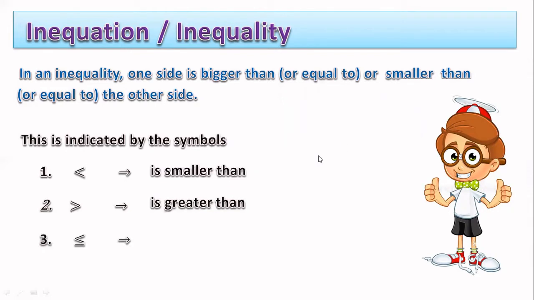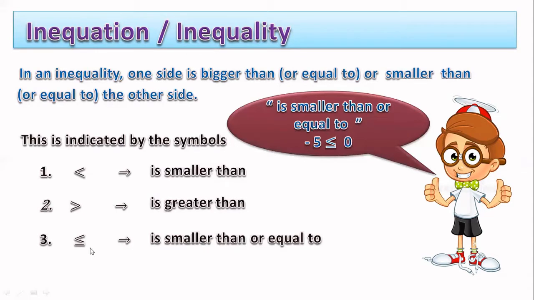This third symbol is very similar to the first symbol, but there is one extra line which makes it different from the first one. It is read as is smaller than or equal to, or is less than or equal to. For better understanding, I have written one example here: -5 and 0. We know that -5 is less than or equal to 0. Everyone, please don't be confused because there is an equals to sign also. This symbol means is smaller than or equal to, and any one of the relations must be true. So -5 cannot be equal to 0, but -5 is less than 0. That's why one of the conditions is valid.